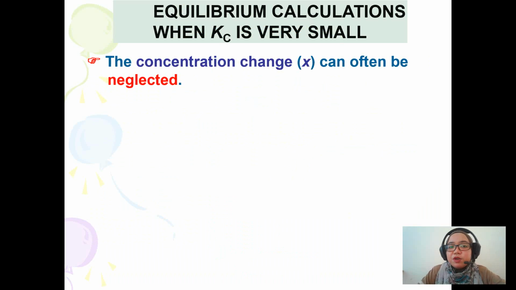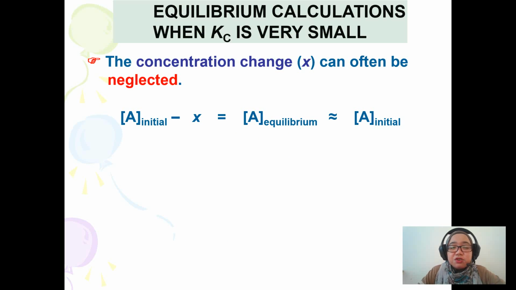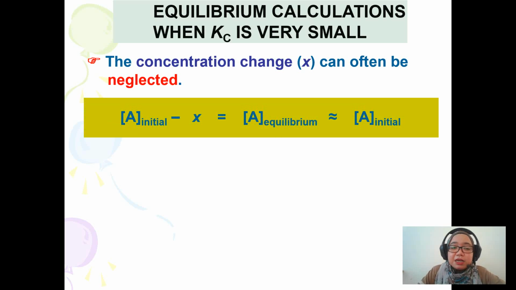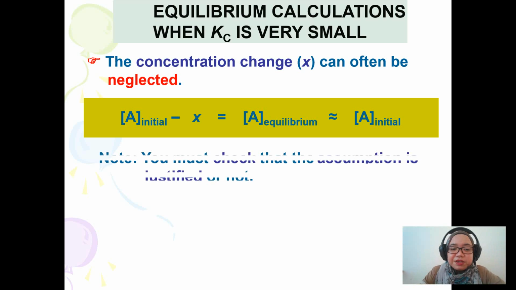What are we going to do in an equilibrium calculation when Kc is very small? The concentration change x can often be neglected. When x is very, very small, the initial concentration minus x, which is the equilibrium concentration, is approximately equal to the initial concentration. It makes no difference.